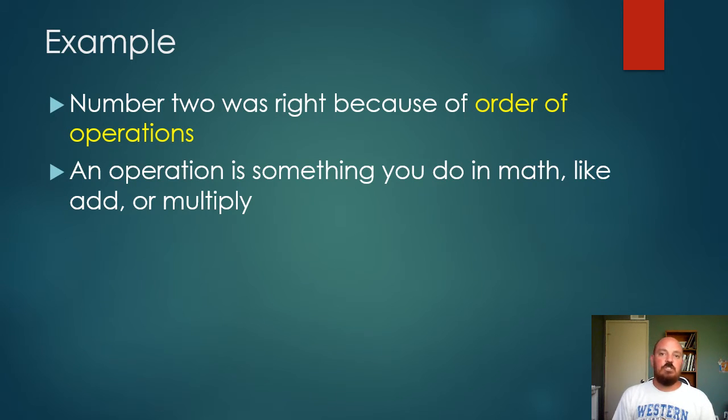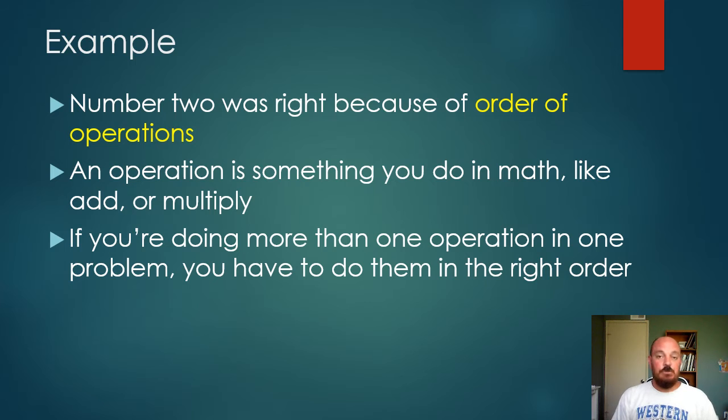Now the word operation in a math class is whenever you do something to a number. It's not the number itself. Like the number 10 is not an operation. That's just a number. But if I add something to 10, or if I divide by, or if I multiply, or if I take the square root of, anytime I do something to a number, that's called an operation. Now, if you're doing more than one operation in a problem, which we do a lot, there's an order we're supposed to do them, and that's where that name comes from. It's the order that you're supposed to do different operations.